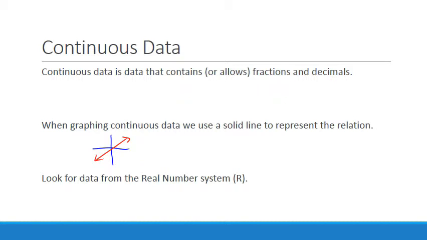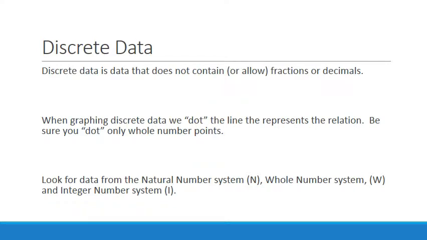Look for data from the real number system. So if it's continuous data, it's going to be from the real number system. So we're going to look for that R. Discrete data is data that does not contain or allow fractions or decimals. When graphing discrete data, we dot the line that represents the relation. Be sure you dot only whole number points.